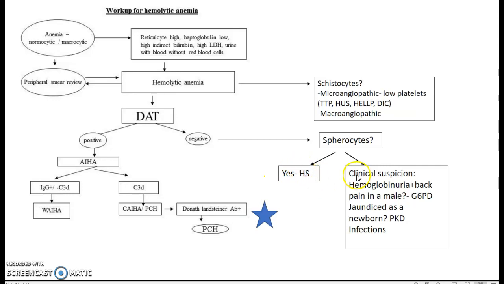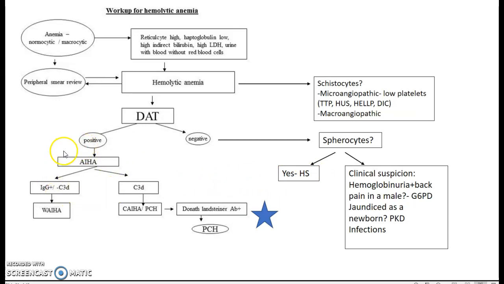If you don't see a lot of spherocytes, it could be more of an enzyme defect, so PKD, G6PD, or some sort of infection, Clostridium, babesiosis, malaria, stuff like that. You're going to want to use your other clues to diagnose these. These are diagnosed with more enzyme tests. HS you can diagnose with osmotic fragility.